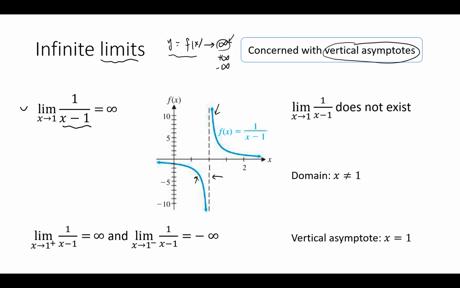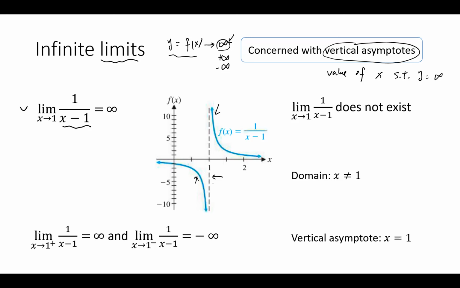We are interested in the value of x such that, as a shorthand, y is infinite. It could be positive, could be negative. In this case, based on this graph, we have this vertical line here, which represents the infinite limit of this function.